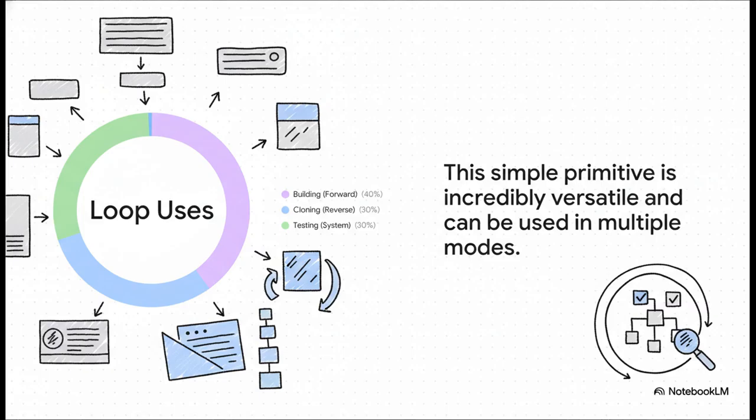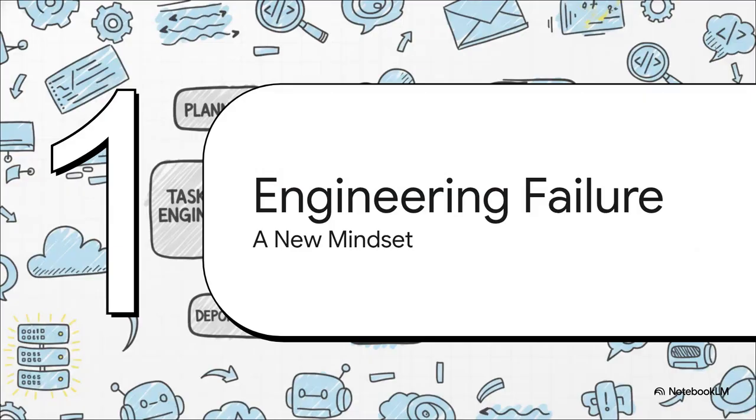You can use it in a forward direction to build brand new software just from a list of specs. You can run it in reverse to analyze and perfectly clone a system that already exists. Or you can even use it to put an entire system under test, verifying everything from end to end. It's pretty incredible. All right, on to our next section, engineering away failure.